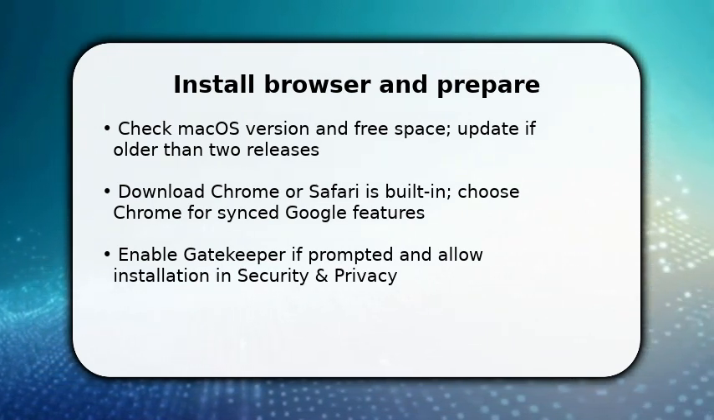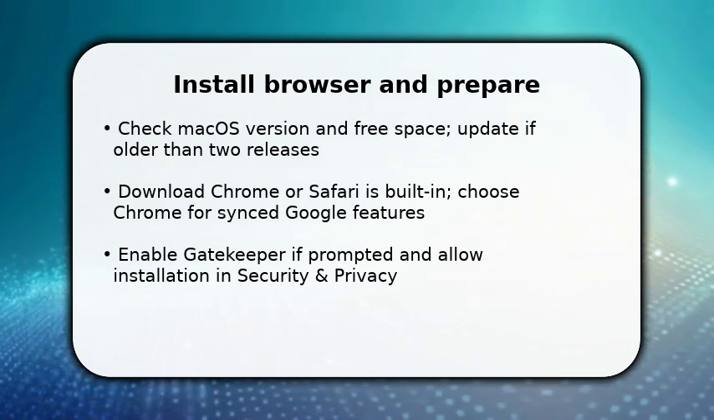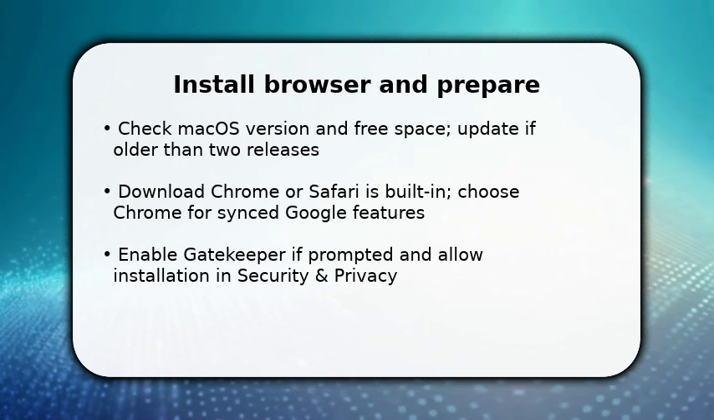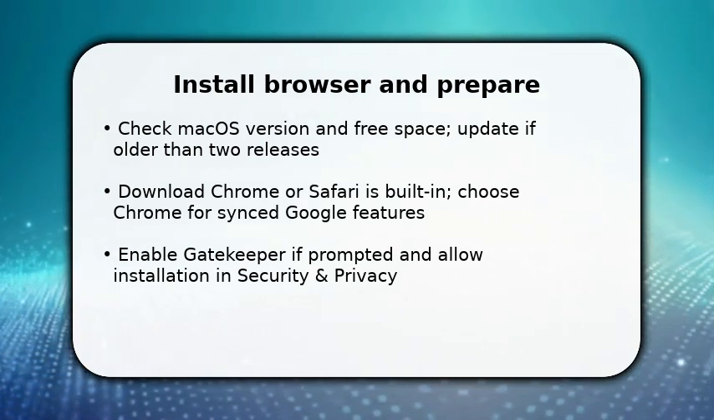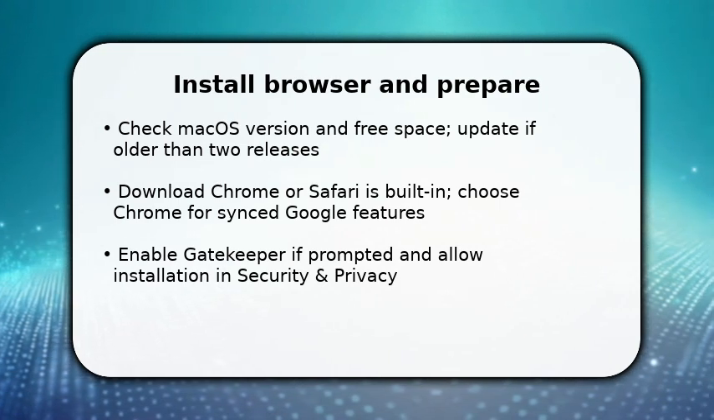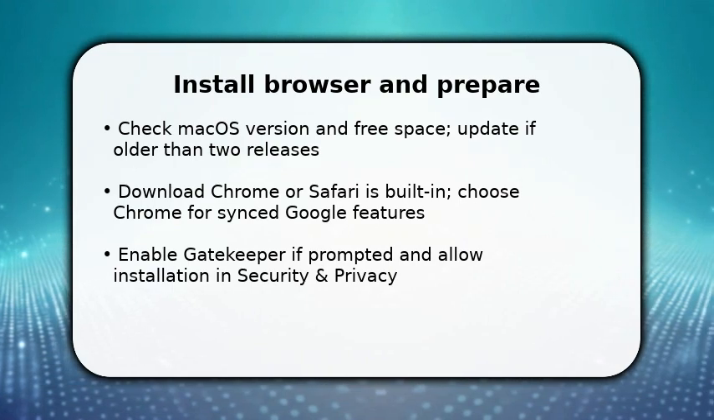Once the DMG finishes, open it and drag Chrome to Applications. You'll be asked to allow opening apps from identified developers. Make sure to unlock security and privacy to permit installation if Mac OS blocks it, and keep the installer until you verify Chrome opens correctly.